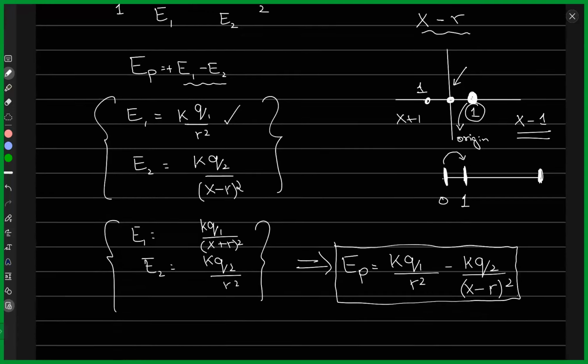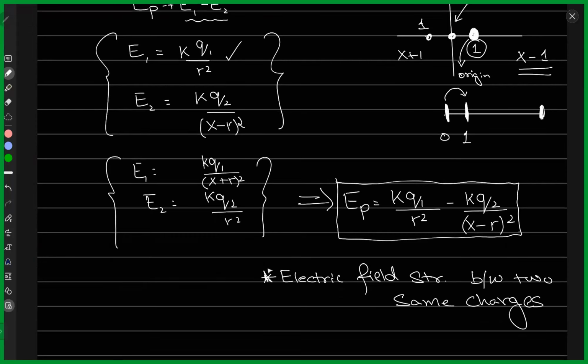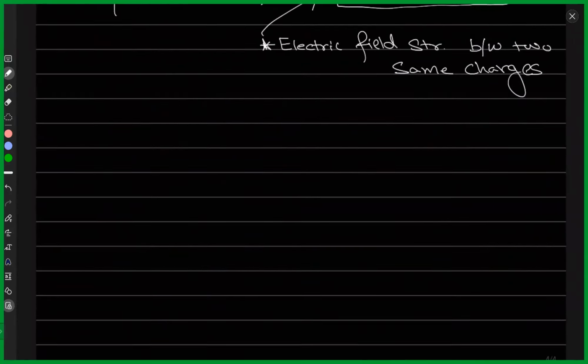So you can say that this is the electric field strength between two same charges. So that's this electric field strength. Now you can compute the same thing for between unlike charges, right? And so that's the next thing that I'll quickly do this time.